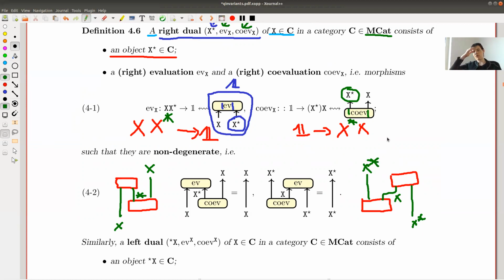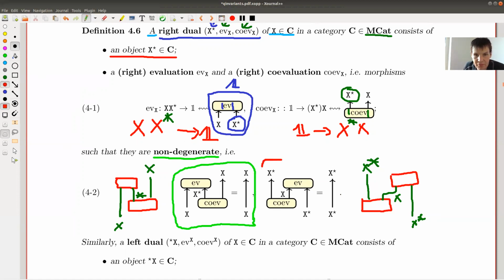Okay, it's a morphism from X dual to X dual. And the whole point is that this morphism is non-degenerate. That's the word, non-degenerate, in the following sense. Well, it's a morphism from X to X. Do we know any other morphism from X to X? Yes, we do. We know the identity morphism from X to X. So the composition of evaluation and co-evaluation is the identity in both possible ways of composing them.